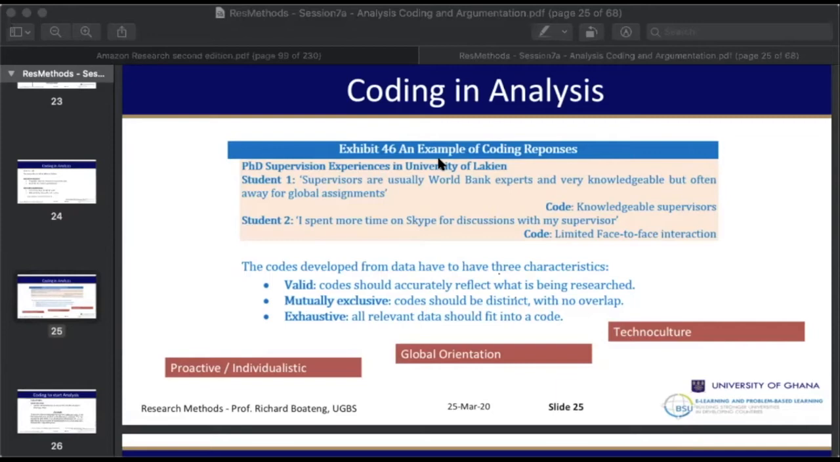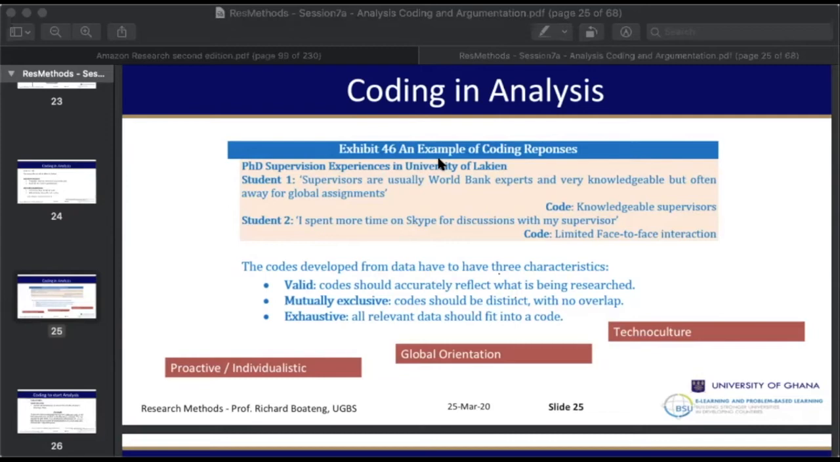So that is more of a descriptive code telling you the type of person that it is. But if you go beyond that one and want to do a topic code, you can see here that he's saying that in terms of topic code, the World Bank experts are busy. So supervisors are very busy. They are knowledgeable, that's the description, but they are also quite busy. That's what he's saying. So in the topic code, he's communicating that they are busy.